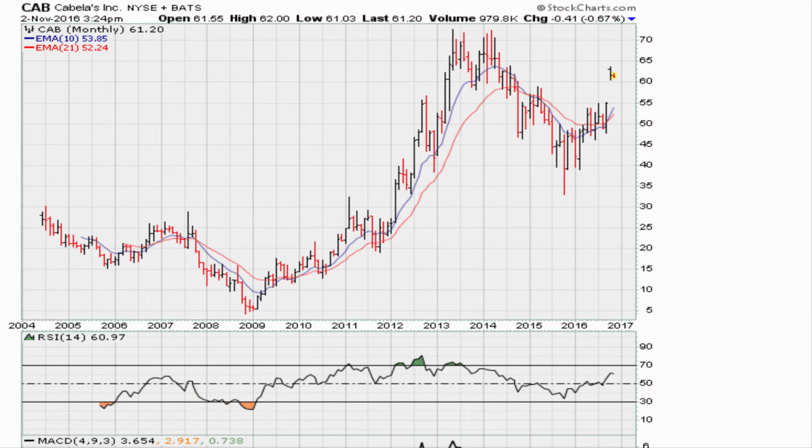Let's take a look at the long-term all data monthly chart for CAB. What we're going to do here is draw a simple straight line connecting the previous highs in the early years. So let's draw this line here.